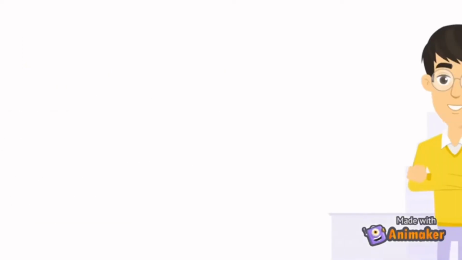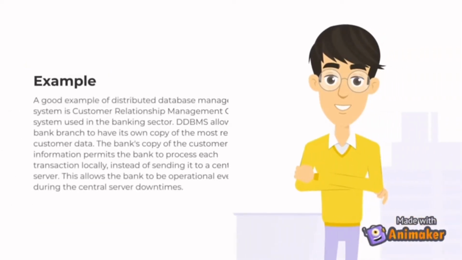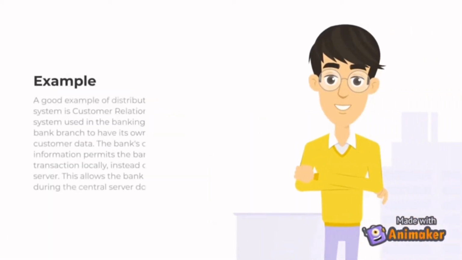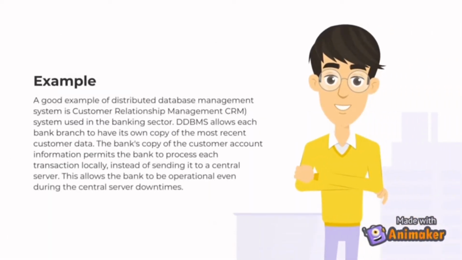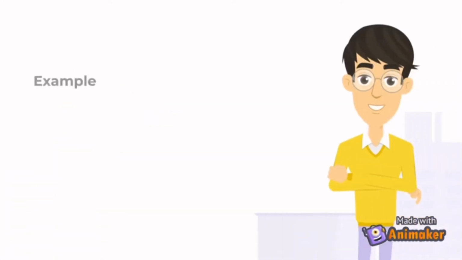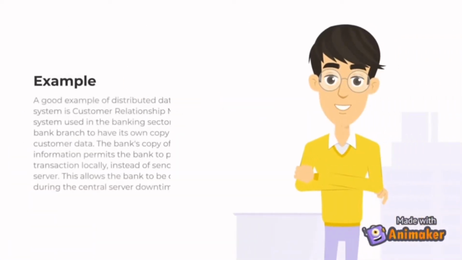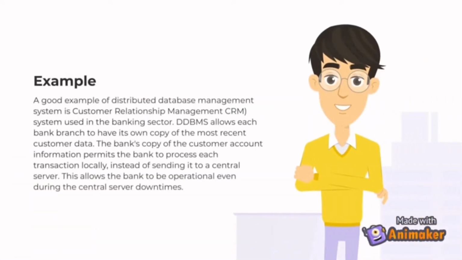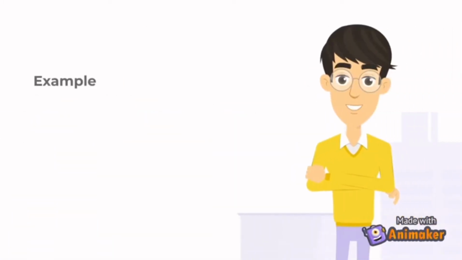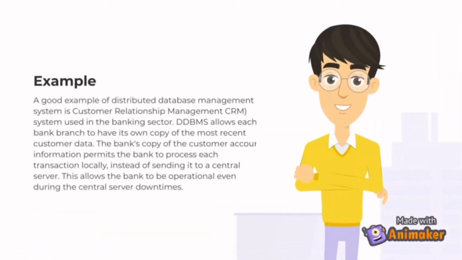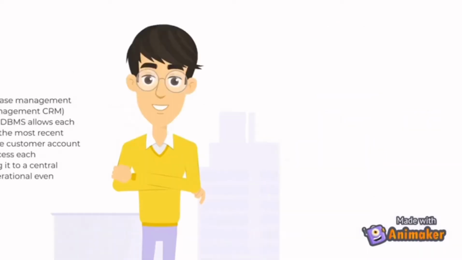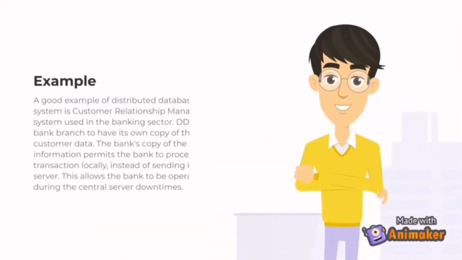A good example of a distributed database management system is the customer relationship management system used in the banking sector. DDBMS allows each bank branch to have its own copy of the most recent customer data. The bank's copy of the customer account information permits the bank to process each transaction locally, instead of sending it to a central server. This allows the bank to be operational even during the central server down times.